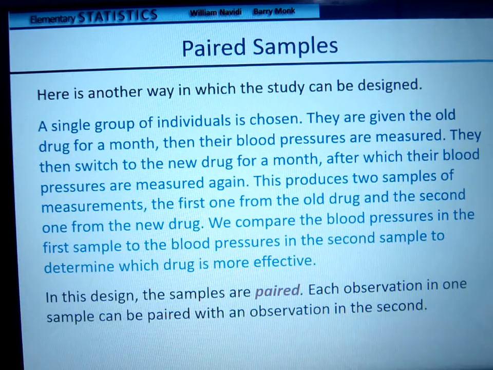The other way we can do it is a single group of individuals is chosen. They're given the old drug for a month, then their blood pressures are measured, then they switch to the new drug for a month, after which their blood pressures are measured again. This produces two samples of measurements, the first one from the old drug and the second one from the new drug. We compare the blood pressures in the first sample to the blood pressures in the second sample to determine which drug is more effective. In this design, the samples are paired. Each observation in one sample can be paired with an observation in the second.